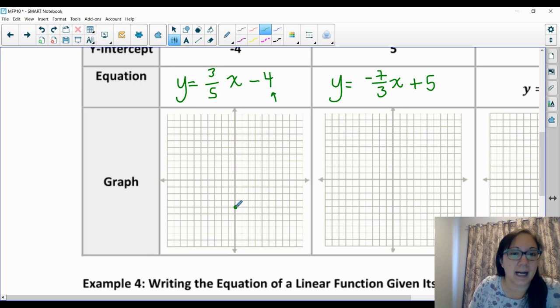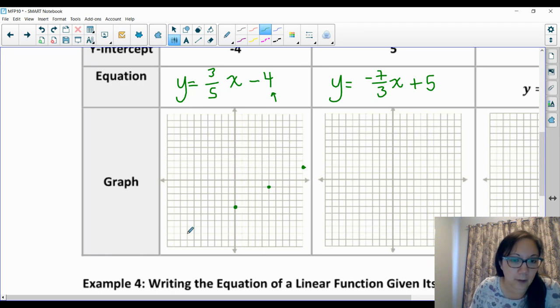Now from there, I need to find the next point. It's kind of like a treasure hunt. Well, the next point is going to be a rise of 3 and a run of 5 away. So I'm going to rise 3 and run 5. Then I'm going to do the same thing. Rise 3 and run 5. Now, I have 3 dots here. 2 dots is enough to draw a line, but 3 gives me confidence that I'm doing the right thing here. It's making a linear pattern.